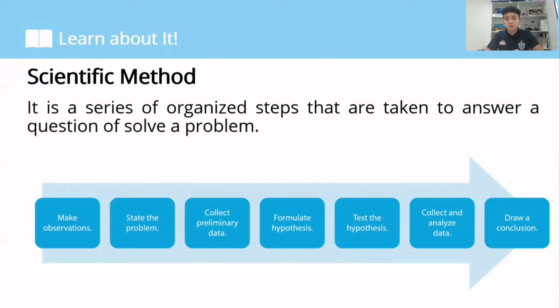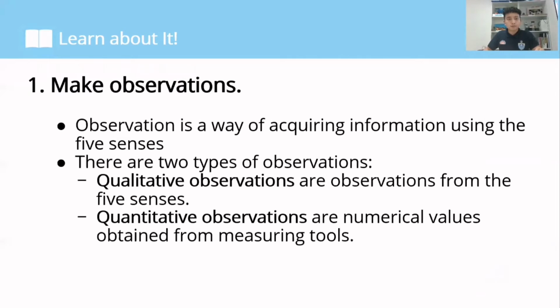So we have step number one, we need to make observations. 2, state the problem. 3, collect preliminary data. 4, formulate hypothesis. 5, test the hypothesis. 6, collect and analyze data. And 7, draw a conclusion. Okay, let's take the steps one by one. Okay. For number one, make observation.